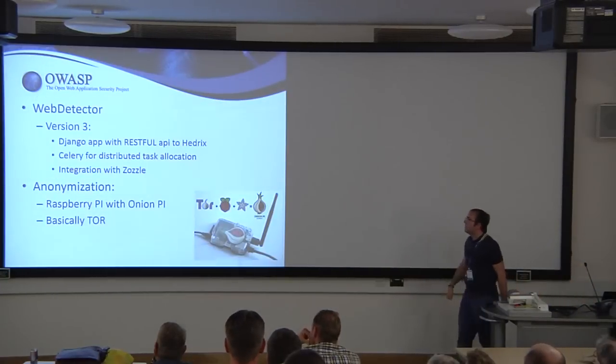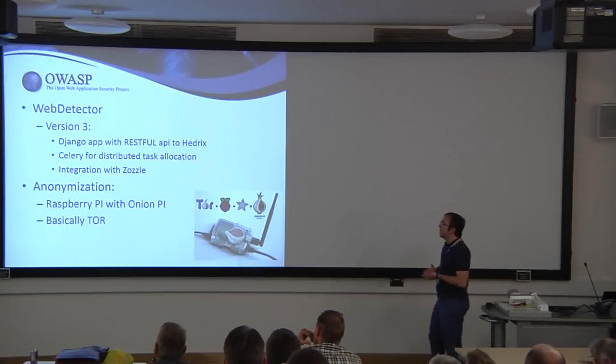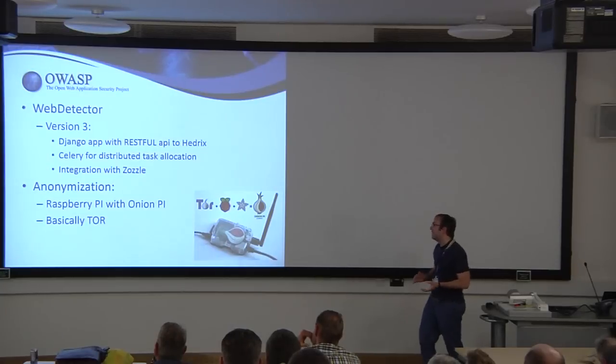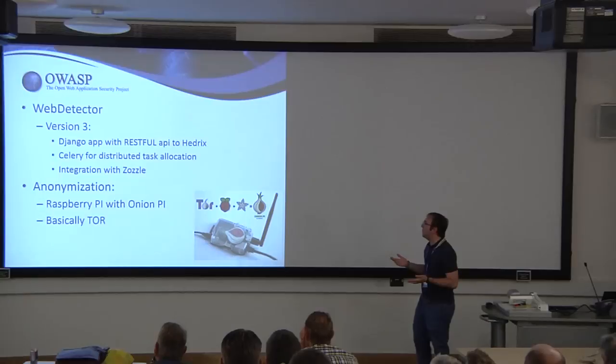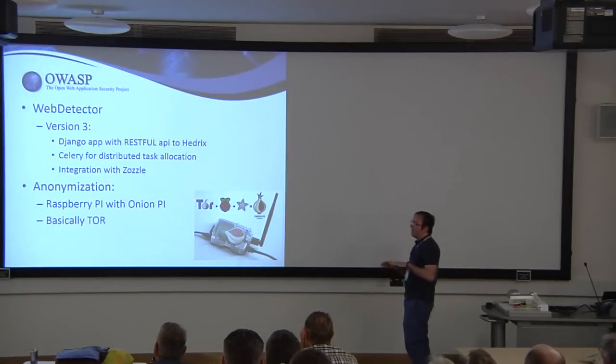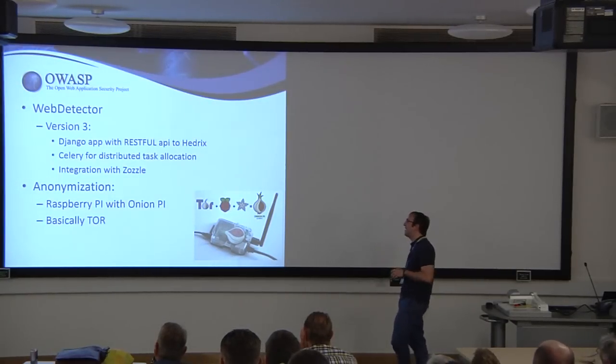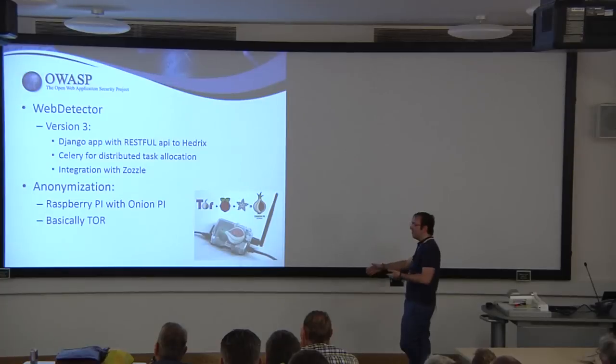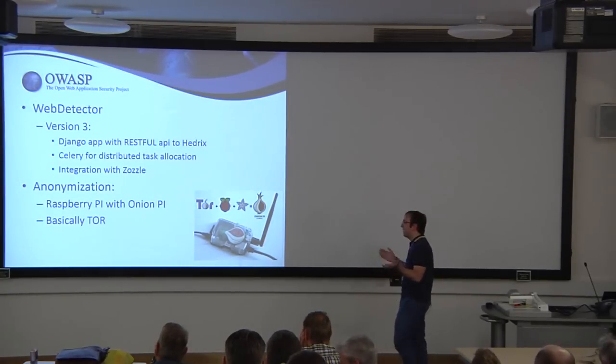For version 3 of WebDetector, I'm planning, if I have time, to build a Django app. Currently everything is console-based, so you need to type everything from the command line, which is not very user-friendly. The idea is to put in a web interface where you can create your job tasks and add new rules, like, I want to detect this specific threat.